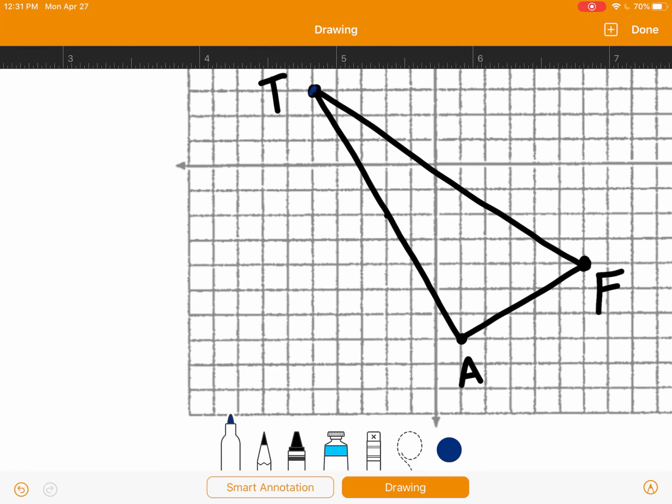So for AT, if we start on the left side, we have to go down 1, 2, 3, 4, 5, 6, 7, 8, 9, 10. 10 down. So that means we're going to do negative 10 since we're going down. And over 1, 2, 3, 4, 5, 6. So negative 10 over 6 is the slope, which is the same as negative 5 over 3. So that could be our answer just by counting the boxes.